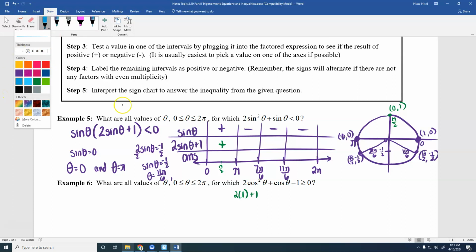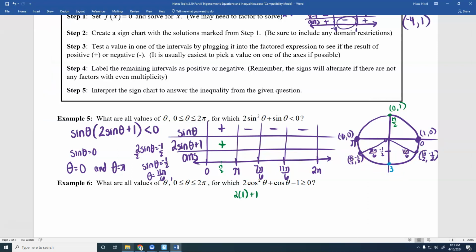Now, I do know some numbers between 7 pi over 6 and 11 pi over 6, right? 7 pi over 6 to 11 pi over 6, I know several unit circle values. So I could pick anything. I'd probably pick 3 pi over 2 because I just think it's an easier point. That's 0, negative 1. So if I do 2 times negative 1 plus 1, that's going to be negative 2 plus 1. That'll be negative 1, right? So that is negative on that interval.